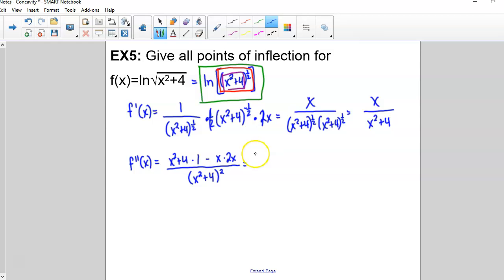If we simplify that, we've got x squared plus 4 minus 2x squared over x squared plus 4 squared, which is 4 minus x squared over x squared plus 4 squared.